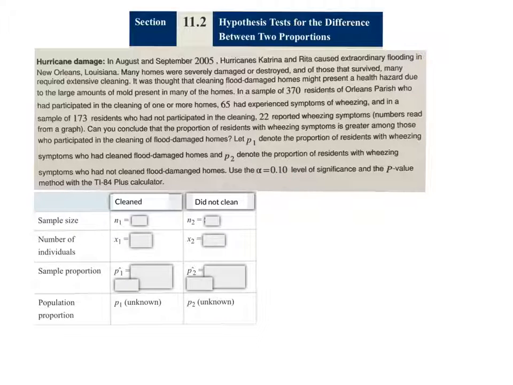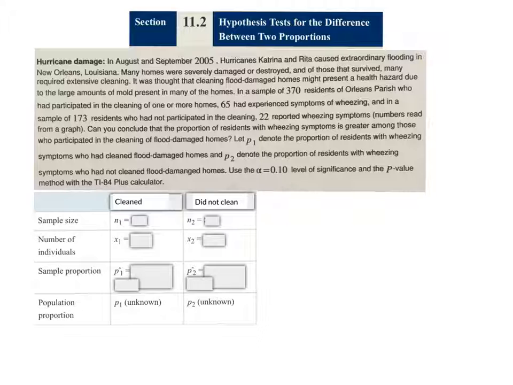All right. So before we jump into writing our null hypothesis and our alternate hypothesis, I created a little table here, and I want you to use this table to help you out. So here I just titled, those that cleaned and those that did not clean. All right, so let's go ahead and fill out this table together.